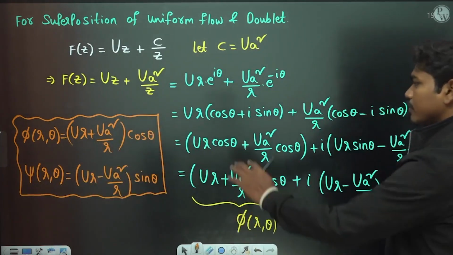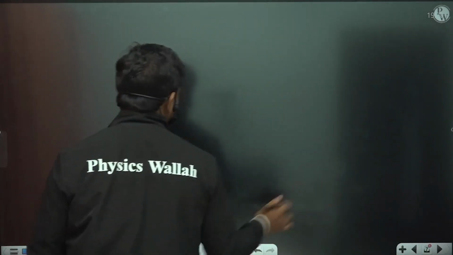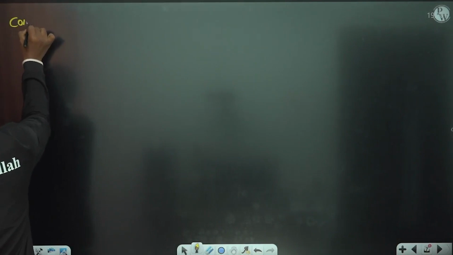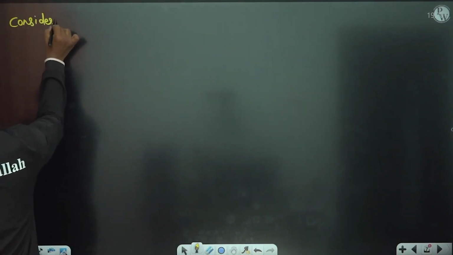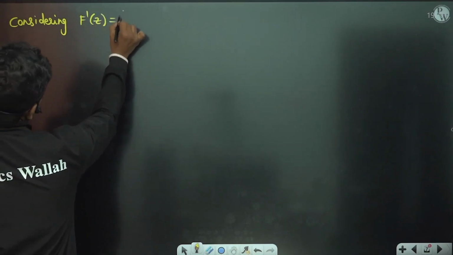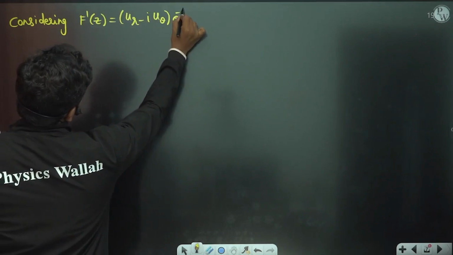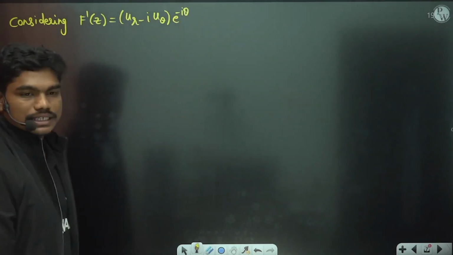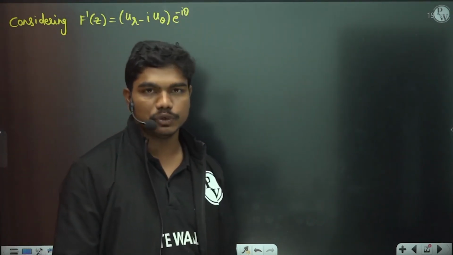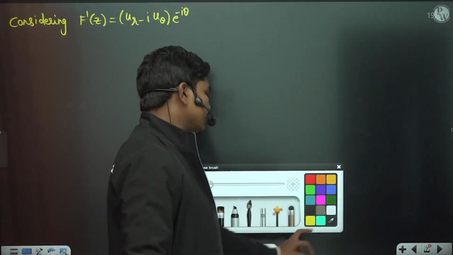Okay, now let us calculate the velocity. Considering f dash of z, which is equal to u r minus i times u theta, into e power minus i theta. Correct? We have seen how this expression comes out. f dash of z will be equal to u r minus i times u theta into e power minus i theta. Now observe carefully one thing.